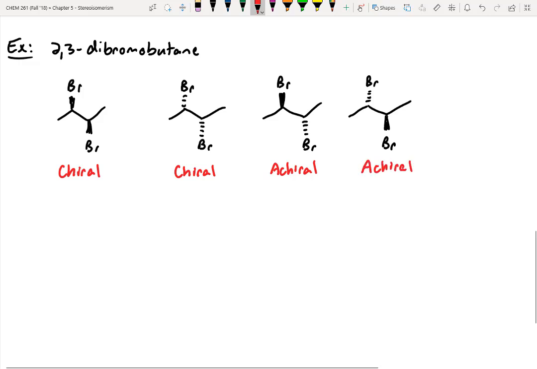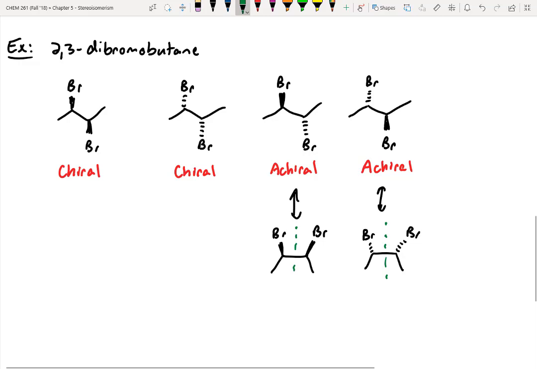All right, so let me ask you about this one. I shouldn't have erased that. If we did that sigma bond rotation, we said that it could be represented by this. That gives you the internal plane of symmetry. This one, similar idea. We can do a sigma bond rotation. That gives you this compound. Both of these have an internal plane of symmetry, so both of these must be achiral, right? Agreed? All right, what's the relationship between those last two?